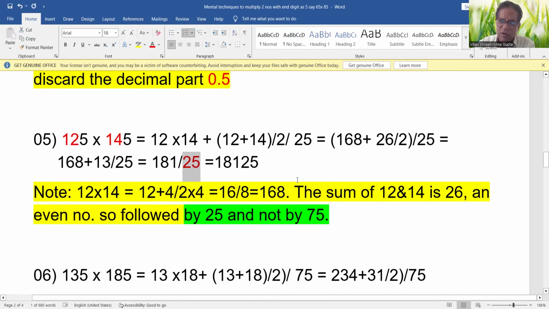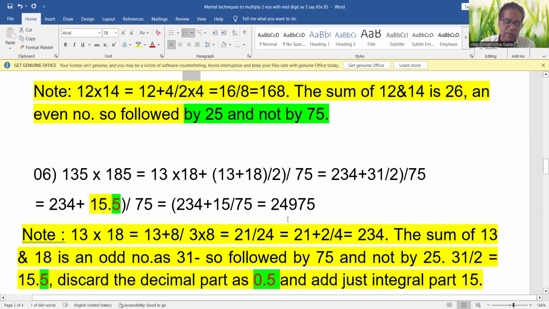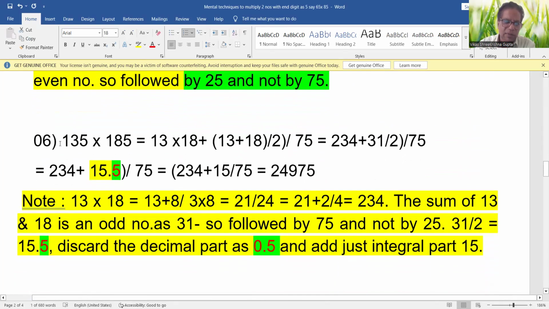When the sum of A and B is an odd number, it is followed by 75. In the same way, you can multiply 135 into 185. Again, the 3-digit numbers, the number before 5 is 13, and the number before 5 here is 18. So 13 and 18. You have to first multiply 13 and 18, applying the Nikhilam Sutra.